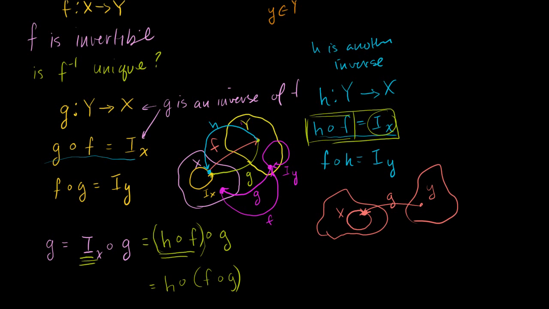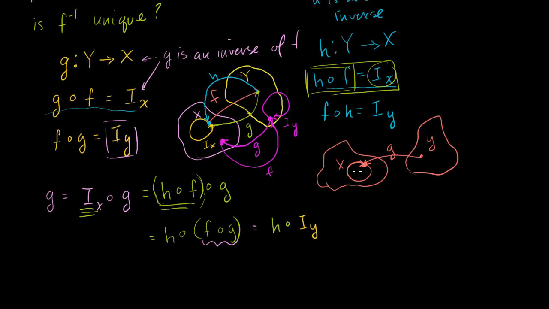Now, what is this equal to? The composition of f and g. Well, by definition, it's equal to the identity transformation over y. So this is equal to h composed with the identity function over y, with this right here. Now, what is this going to be? Remember, h is a mapping from y to x.